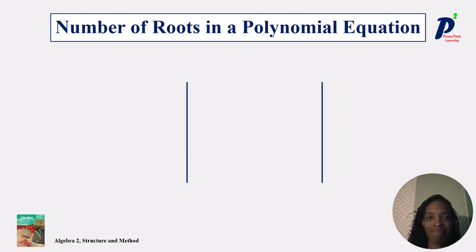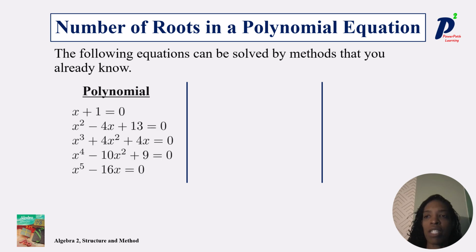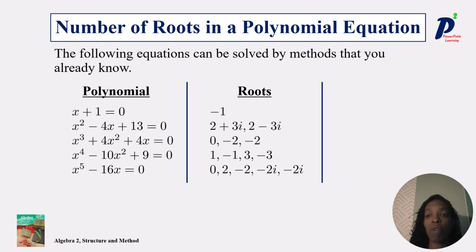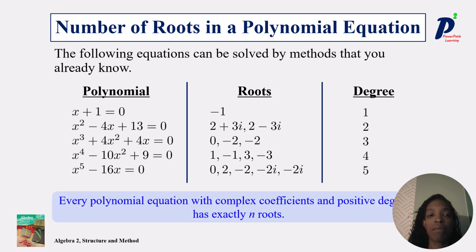Let's get started. The following are equations that can be solved using factoring, completing the square, the quadratic formula, etc. The roots shown here are on the right. Now, each is a polynomial of the form p of x equals 0, and it has a degree of a polynomial equation listed here. Now notice that in each of these equations, the number of roots is equal to the degree of the polynomial. This is true for any polynomial equation. Just keep in mind that the roots aren't always going to be real numbers. You'll have to include complex numbers as well.